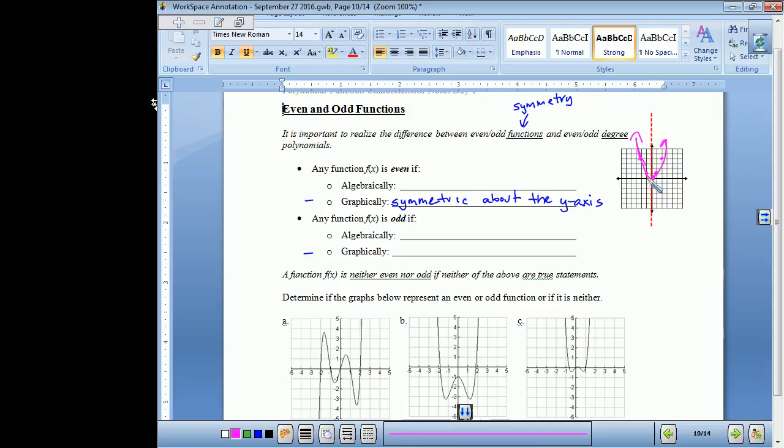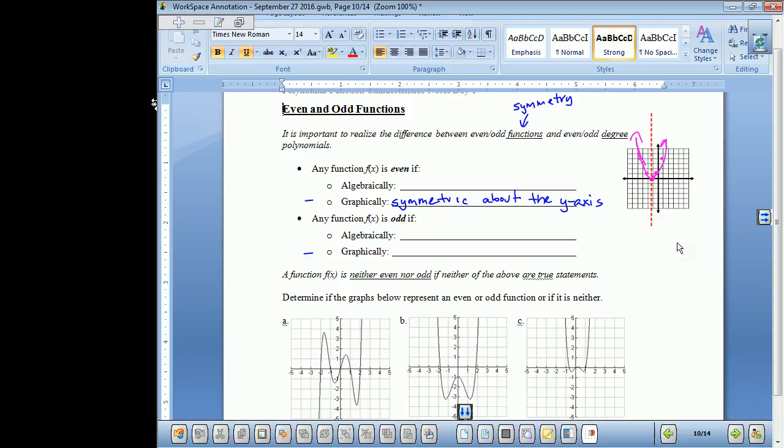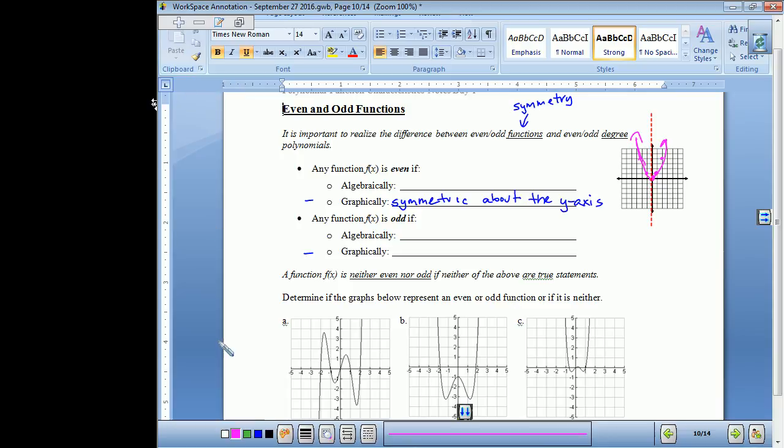But what happens if I took this function and shifted it left two? If I fold it down the y-axis, does it fold on top of itself now? No. So even though it's an even degree function, it doesn't have to have even symmetry. Even symmetry is symmetry across the y-axis. Make sense?